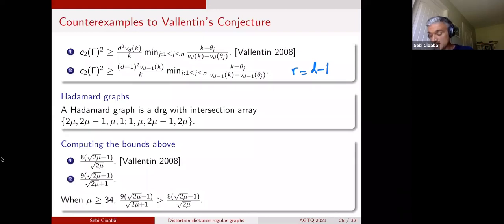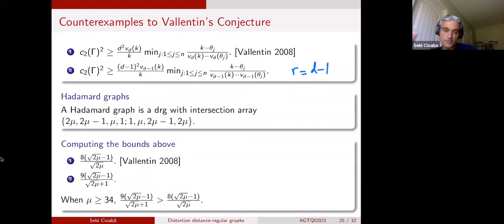So the example, the infinite family of graphs that we found, is the family of Hadamard graphs. These are distance regular graphs of diameter 4. They can be constructed from Hadamard matrices. It's a section in the first chapter of BCN. And if you do the calculation for Valentin's bound, you get 8 times something. So it's about 8. And if you do the calculation for the second bound, D minus 1, you get about 9.